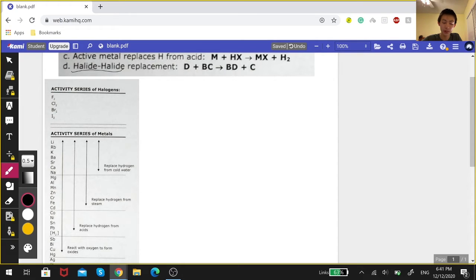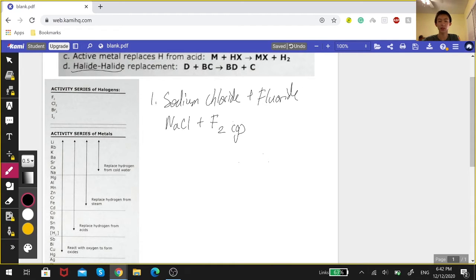First example, we have sodium chloride plus fluoride. So we have NaCl plus F2. Fluoride by itself is F2, a diatomic gas. NaCl is a chloride, and all chlorides are aqueous, and all group 1A compounds are aqueous too. So now, what does that make?